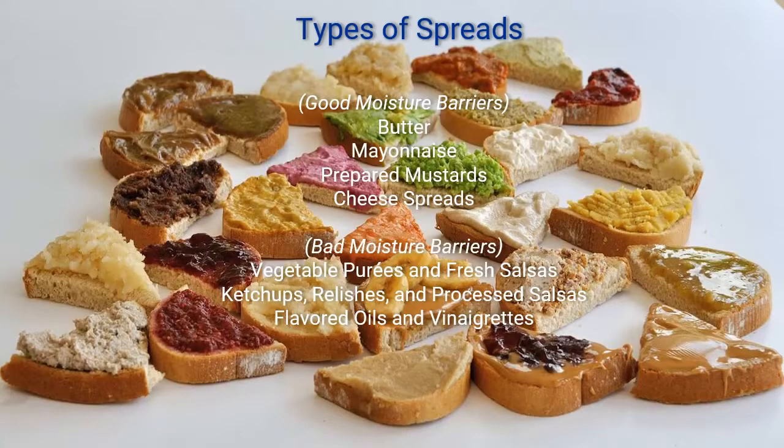Some of the various types of spread. The good moisture barrier spreads include things such as butter and mayonnaise, prepared mustard, and cheese spreads. Some of the bad moisture barriers, because they contain a lot of water, are vegetable purees and fresh salsas, ketchups and relishes, and processed salsas, flavored oils and vinaigrettes. These will cause your bread in many cases to get soggy and defeat the purpose of being a spread, although they do bring flavor to the game.